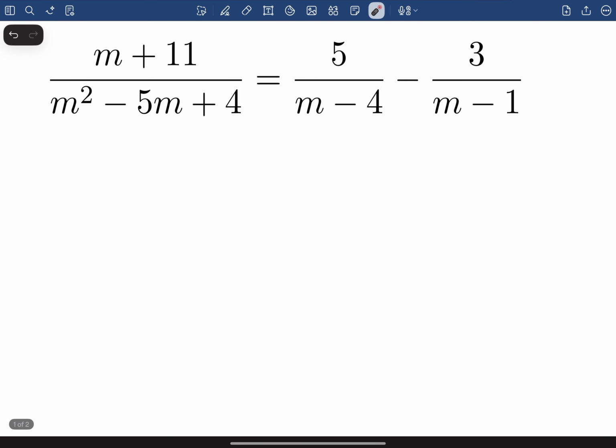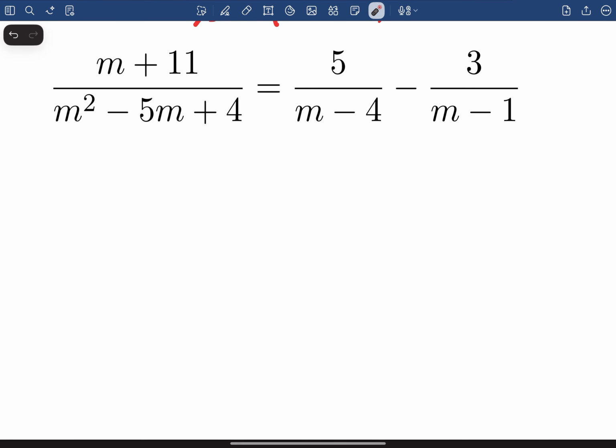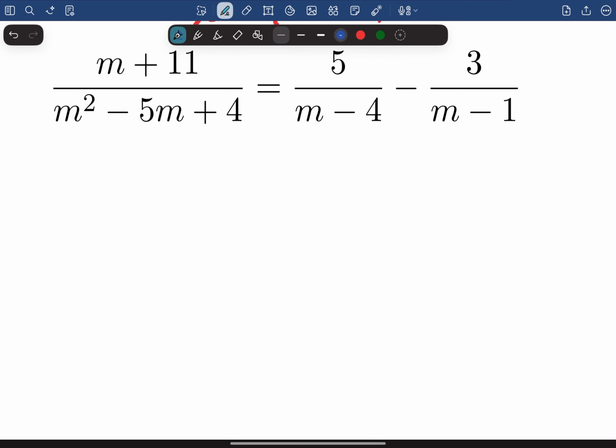So here's the example. And we look at the denominators first. And we say, well, what are the values of m that would cause the denominators to be 0? And first, we need to factor this trinomial to see it clearly. So that's what I'm going to do. I'm going to factor m squared minus 5m plus 4 into m minus 4 times m minus 1.